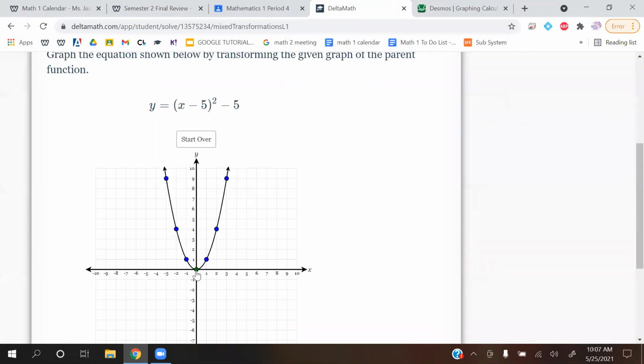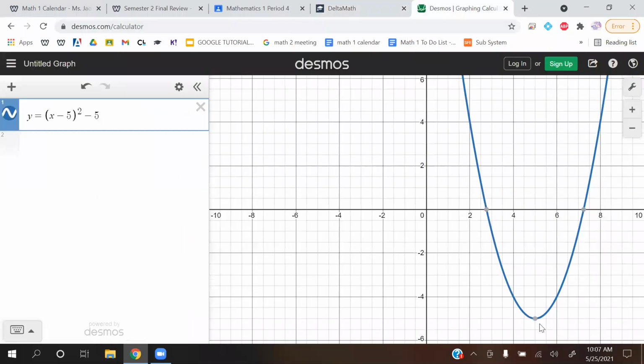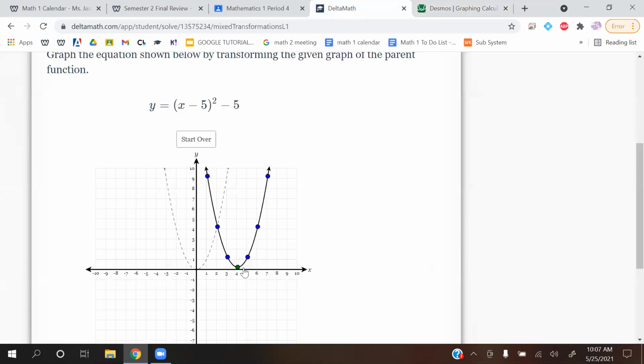I believe that should be enough. So let's see, where do we want our vertex? This green dot represents our vertex. Vertex being the bendy part, the part where it just stops going down and starts going up. So where is that vertex over here? You can see that there's already a mark for it, and it is at 5, -5. So move it 5 to the right, move it 5 down. That's all I need to do. Go back to Delta Math, move it 5 right, and 5 down.